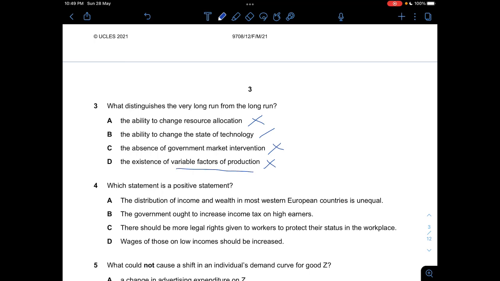But changing the state of technology will be under very long run, because if you can change the state of technology, then the PPC curve that's originally already at its maximum combination would then be able to shift outwards even more, so that this would actually allow the long run PPC curve, the economic growth for the long run, to become a very long run when you change the state of technology. So you have to remember that variable factors of production will be accomplished in the long run. And then the state of technology would be the very long run. So answer is B.